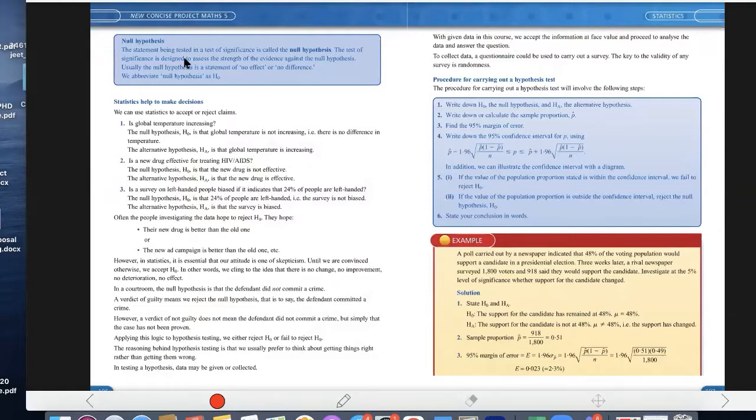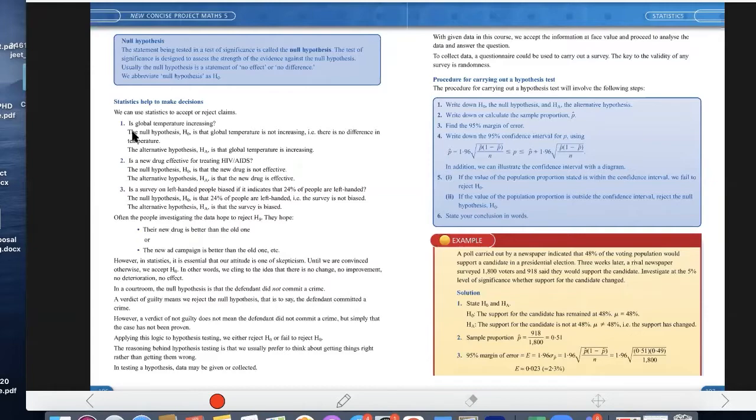Okay, now it takes a little bit of practice to figure out what goes into the null and what goes into the alternative. But if you remember it as such, the null hypothesis is what's called the status quo. Nothing has changed. Nothing is better than anything else. There's no difference between anything. Okay, so the null hypothesis is called H0.